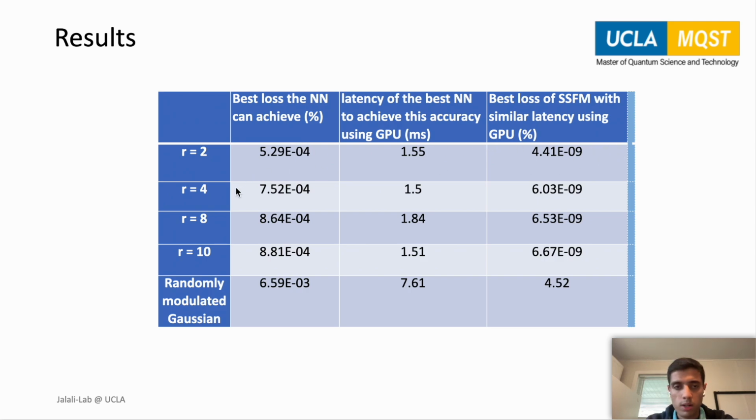Notice that for the super Gaussians, the loss using the SSFM comes out to be of the order of 10 to the minus 9, which is much smaller than the loss while using the neural network, which is of the order of 10 to the minus 4. In the case of randomly modulated Gaussian, the tables turn, and the neural network results in a much smaller loss than the split-step Fourier method. This justifies the fact that neural networks are good at learning complex patterns in data.